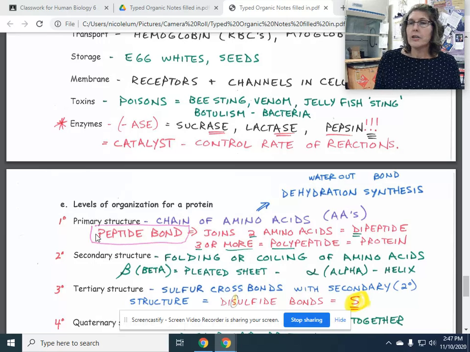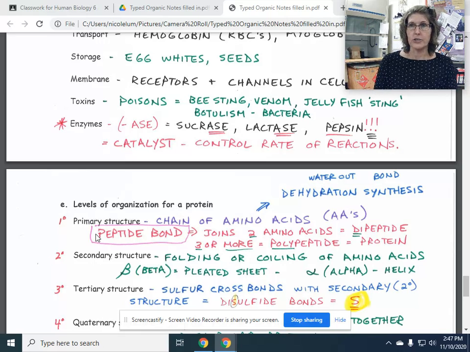So your primary structure is just a chain of you guys. It's like if I said, okay, my whole first row of students, all 5 of you, are joining hands: amino acid, amino acid, amino acid, amino acid, amino acid. I take water out, every place that you're joining hands I have a peptide bond, and you are a primary structure. You are a chain of amino acids.